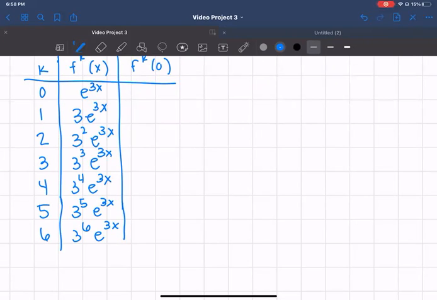Okay, and now we're just going to evaluate these at 0. So for the first one, you can either write 1 or you can also write it 3 to the 0, and then so on. Just going to continue this process.